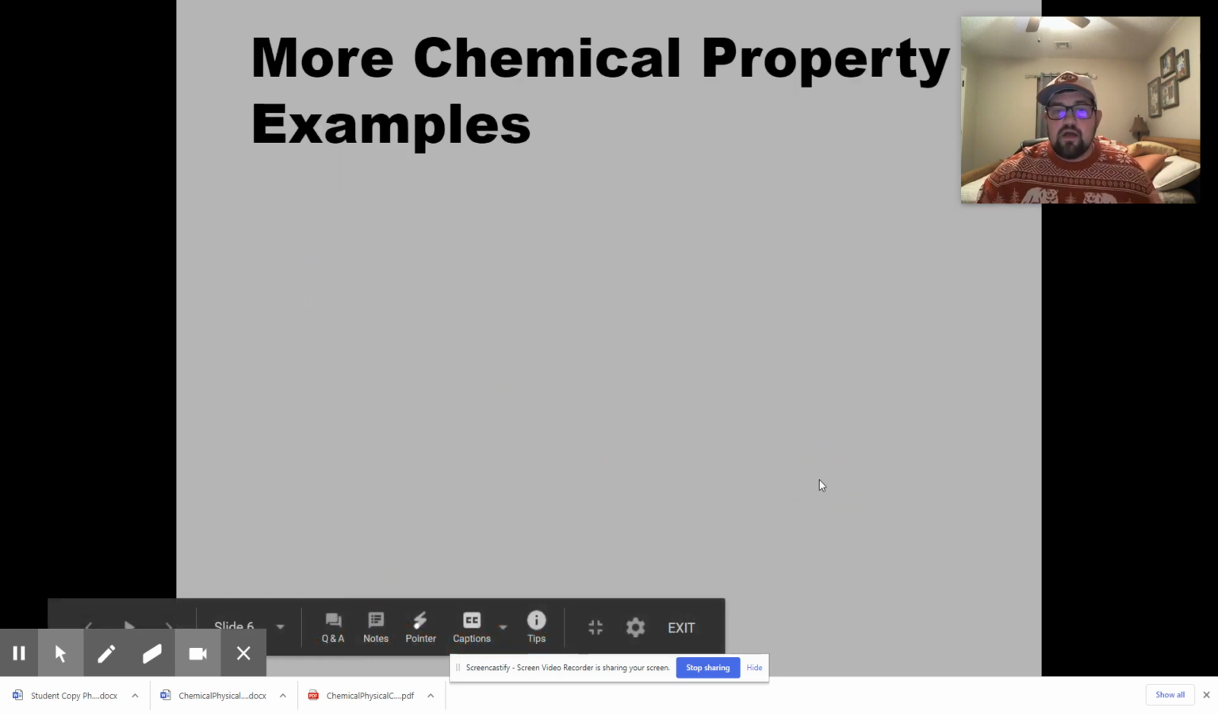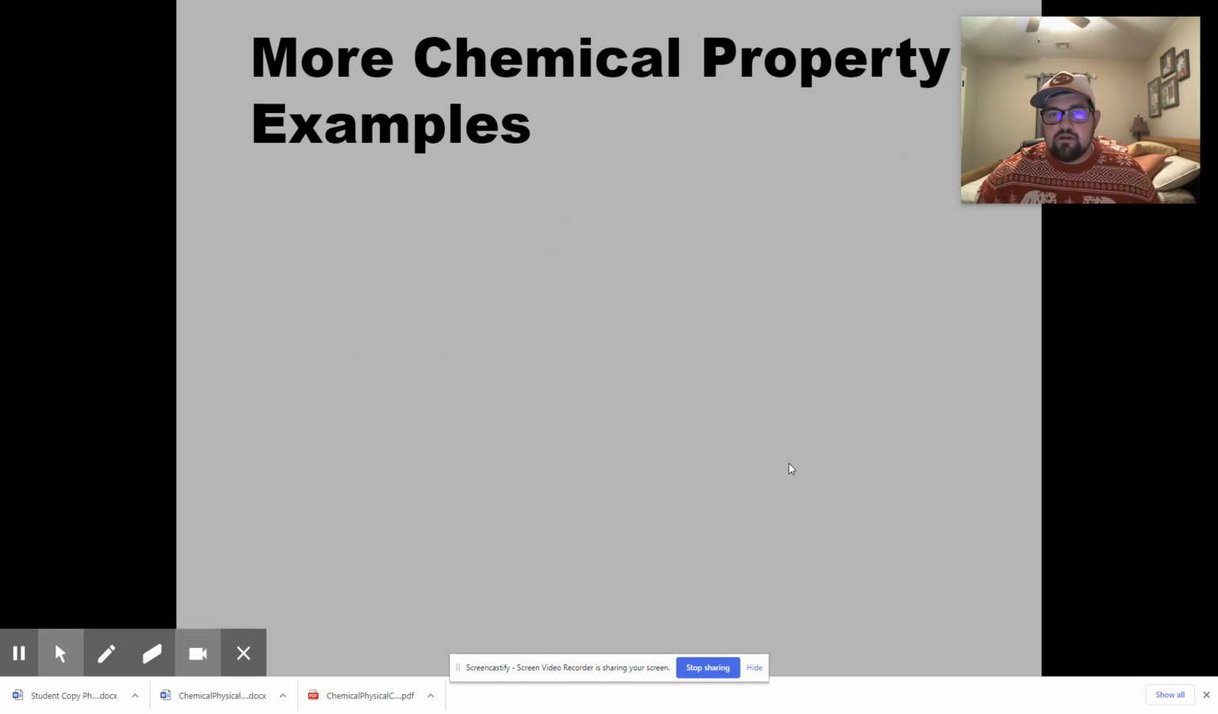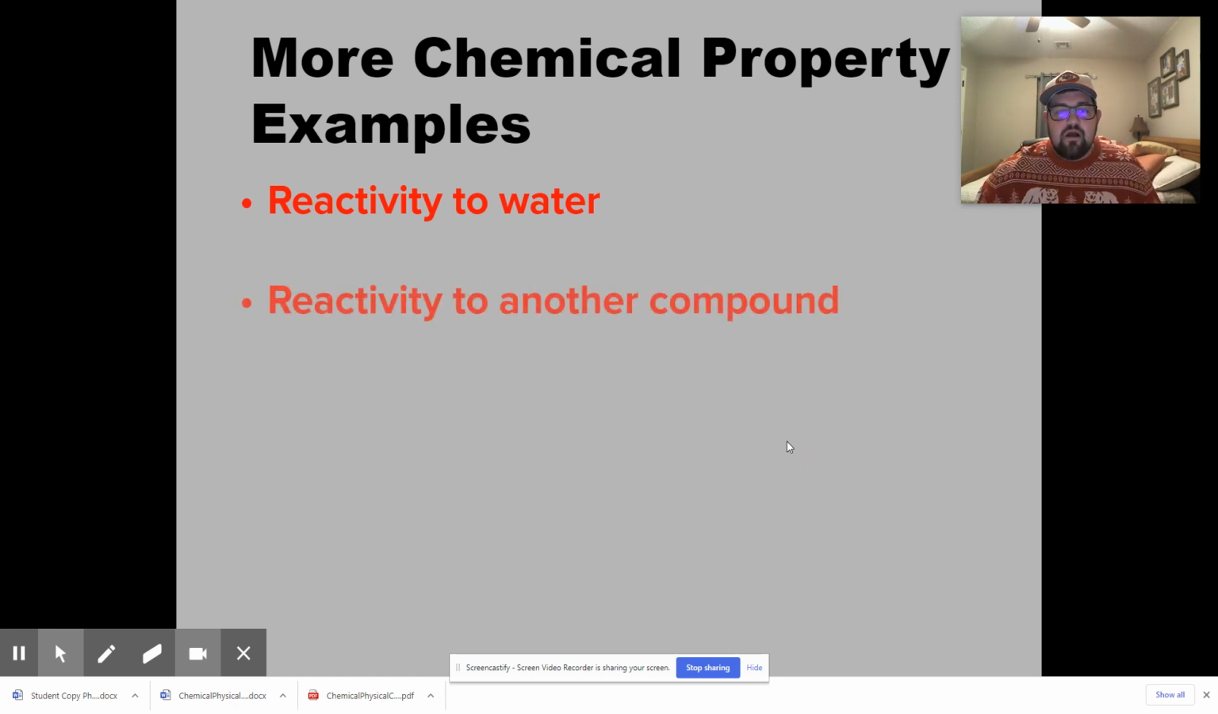There are also a lot more chemical properties, not just those, that are a little less specific and kind of hard to identify. So one is reactivity to water. There are some elements, you guys know, because you did some research, that are super reactive to water, and that would be a chemical property, reactivity. There are some that are more reactive with other compounds, and so that would be reactivity to another compound, depending on what it is.